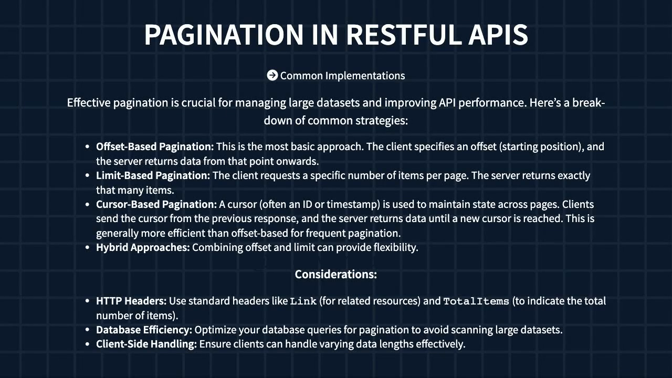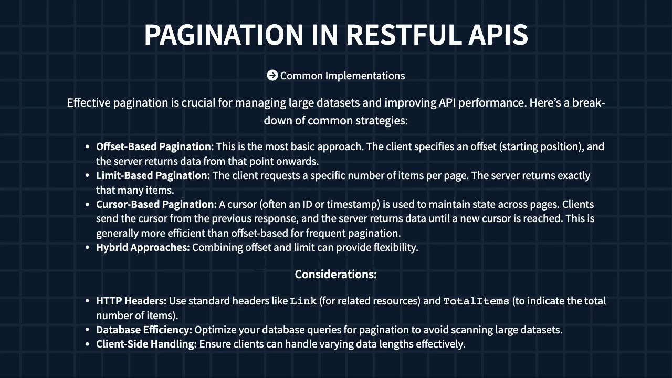Okay, let's talk about pagination, a really important part of designing a good REST API. When you're dealing with lots and lots of data, you don't want to send the entire dataset at once, right? That would be slow and overwhelming for the client. So how do we handle it? There are a few common ways. First up is offset-based pagination. Basically, the client tells the server, give me item number X, and the server delivers from that point forward.